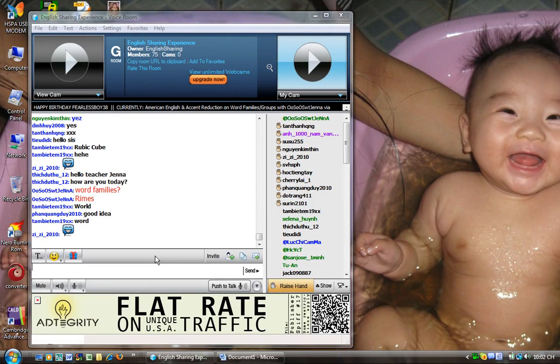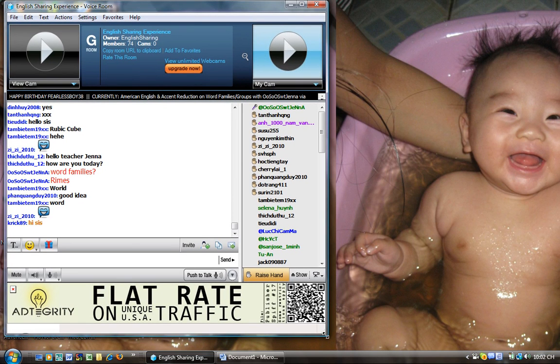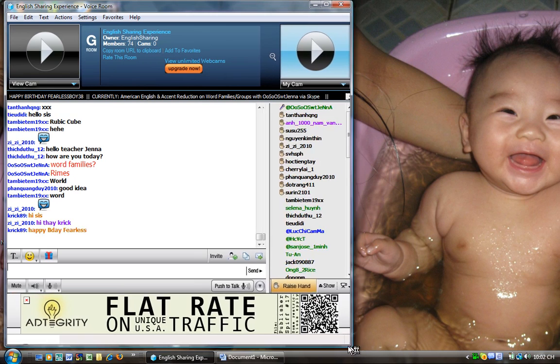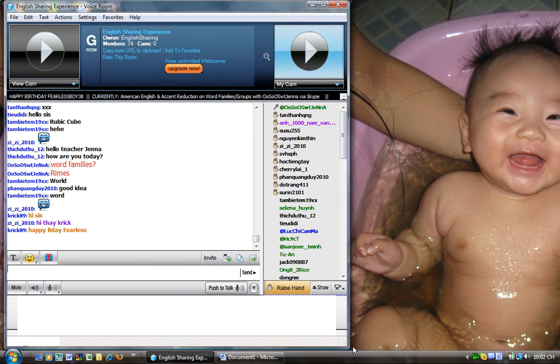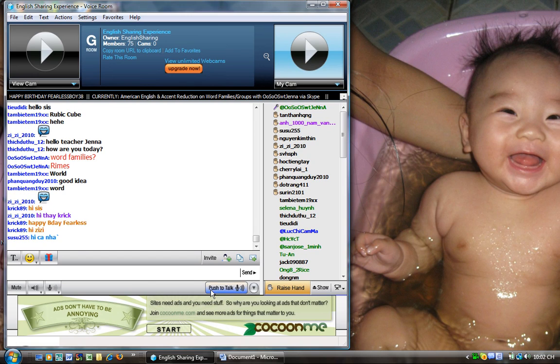Word families are a group of sounds, individual sounds that make up a word. If you know word families, you will be able to read many words. For example, if a word begins with a consonant or with two consonants, always take the first or the second consonant out and the rest will become your word family.